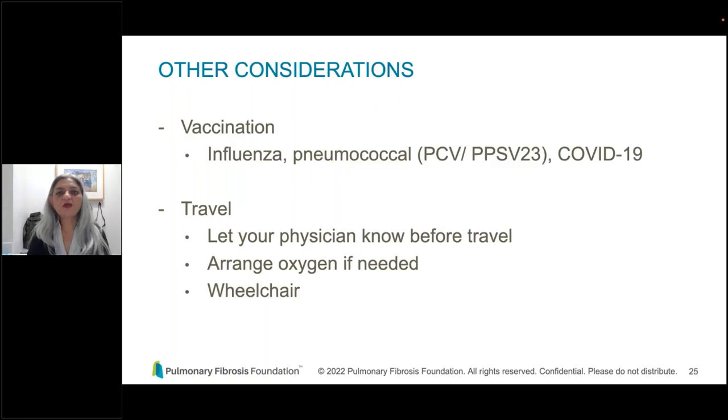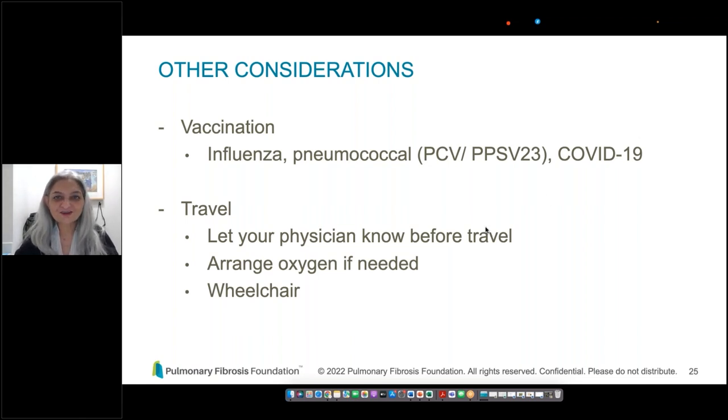Then there are other things, because we have to maintain the whole health of the patient. Vaccinations are strongly encouraged. The other important thing to remember is that once you have interstitial lung disease with pulmonary hypertension, your doctor needs to be in your business all the time, unfortunately. So if you're planning travel, especially if you're planning to take a flight or go to high altitude, please let your doctor know, because your oxygen prescription may need to be changed, even though you don't need oxygen at sea level. You might need it when you go to an elevation. So you need to make arrangements for oxygen before you travel.